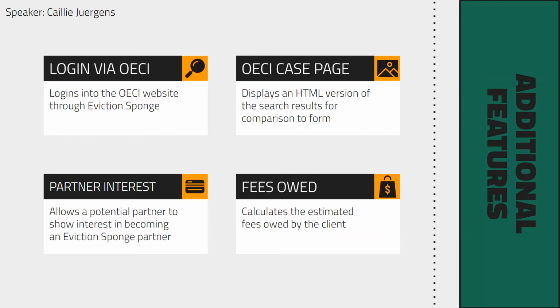The partner interest page encourages qualified persons to submit their information to become an EvictionSponge partner. They can click on a link from this page that takes them to a Google form where they can fill out their information for our sponsor to view and add to the list of EvictionSponge partners. The fees owed algorithm calculates the estimated amount of fees owed by the client to the landlord, which is required to be paid in full before expungement.